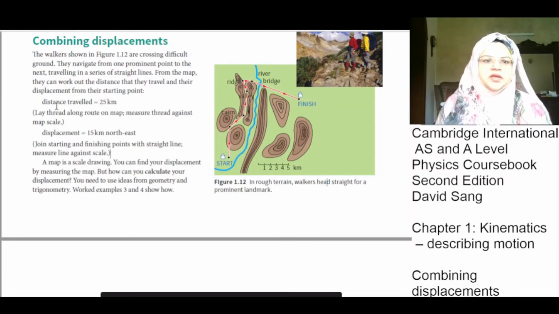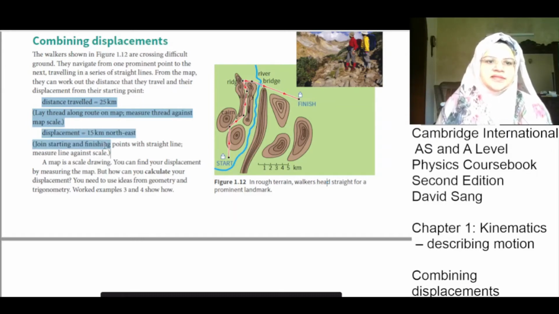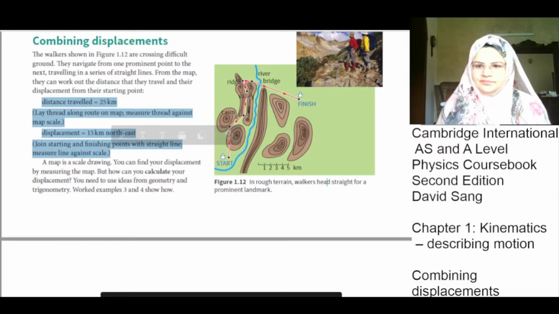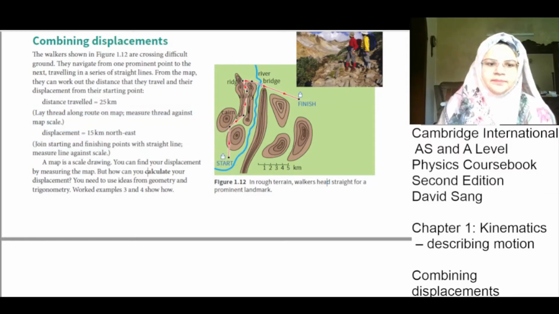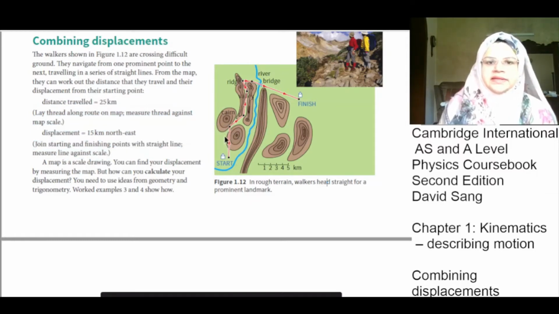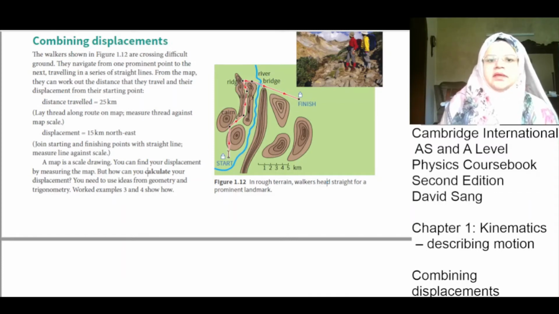Distance traveled is equal to 25 km. Lay thread along the route on the map. Measure the thread against the map scale. Displacement is equal to 15 km northeast. Join the starting and finishing points with a straight line. Measure the line against the scale. If we look at the map, we see that the walkers travel in a haphazard direction, giving a total distance of 25 km. If we draw a straight line from start to finish, it is equal to 15 km in the northeast direction, and that will be our displacement.